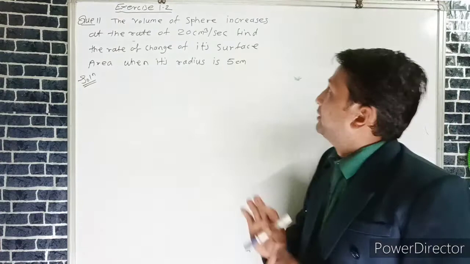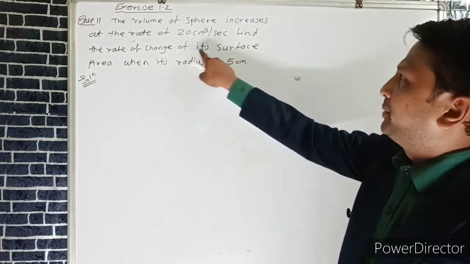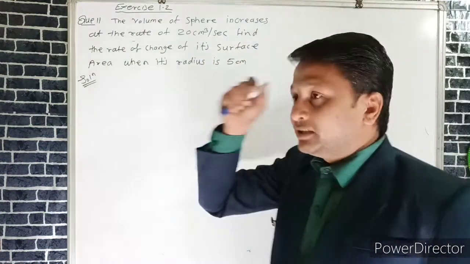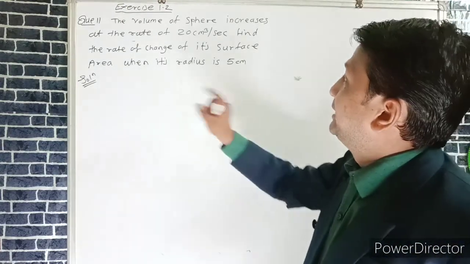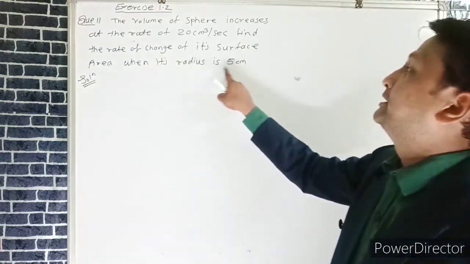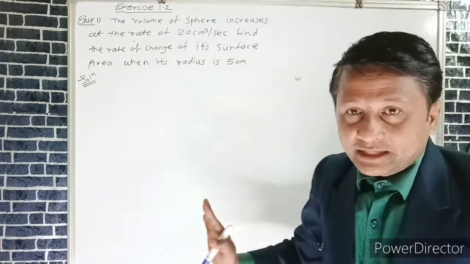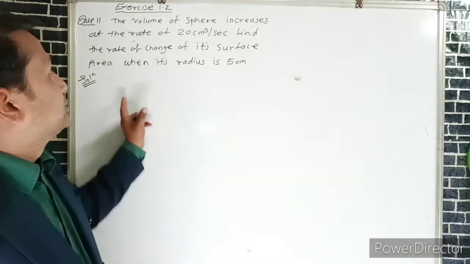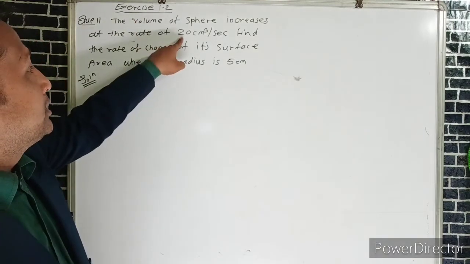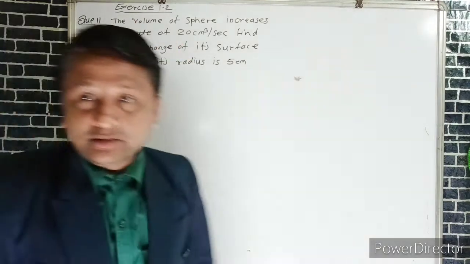So again, find the rate of change of its surface area. If we consider S to be the surface area, then we have to find dS upon dt when radius r is equal to 5 centimeters. So it is clear that we have to find dS upon dt, and the given conditions are dV upon dt is 20 centimeter cube per second and radius r is 5 centimeters.